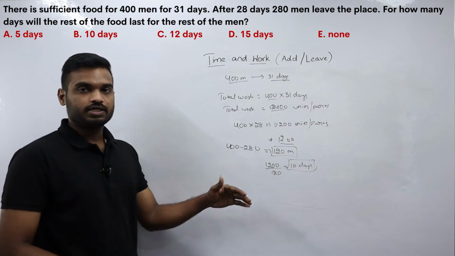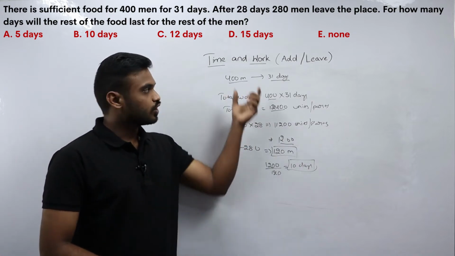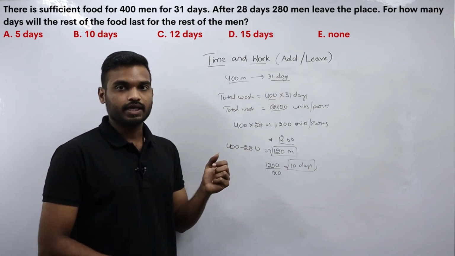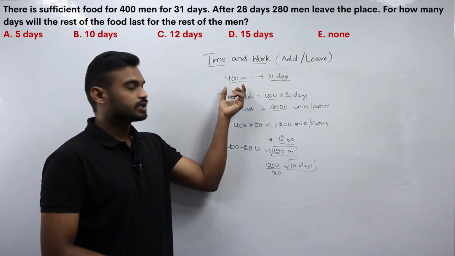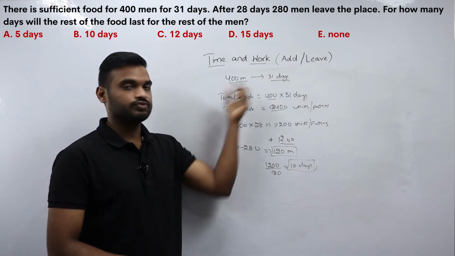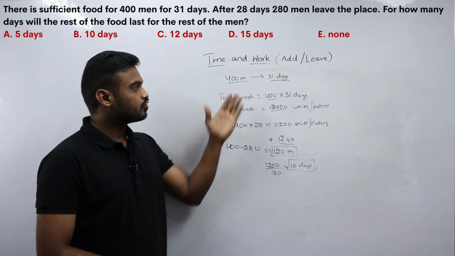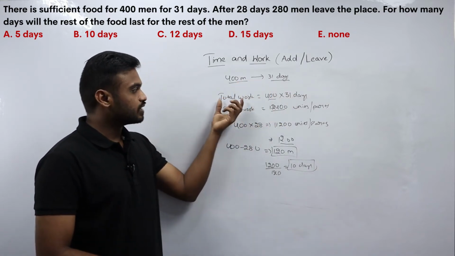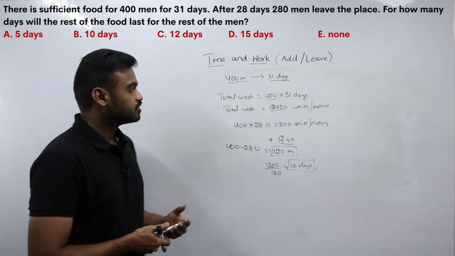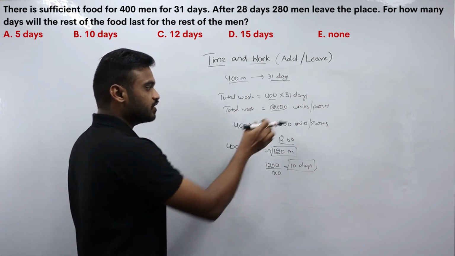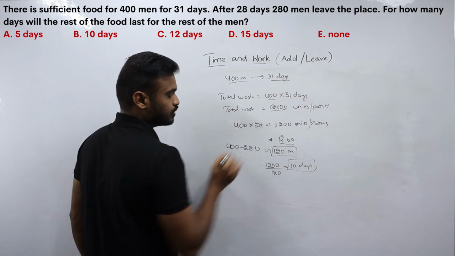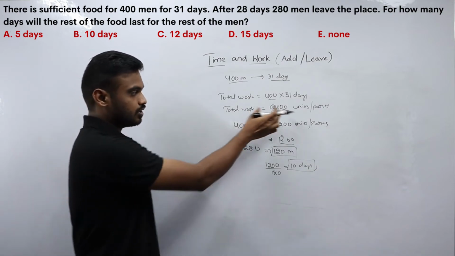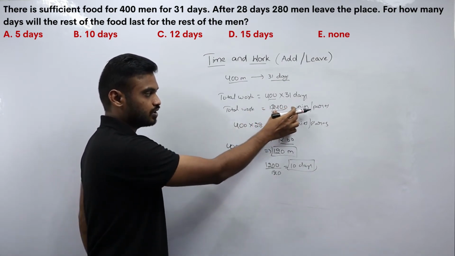See, they are saying that there is sufficient food for 400 men for 31 days. In the sense, 400 men can finish all the food in 31 days. So we have the total men and also the total time taken by them. From this we can find the total amount of work to be done. So the total amount of work, that is food, is 12,400 units. Try to be clear up to this point.